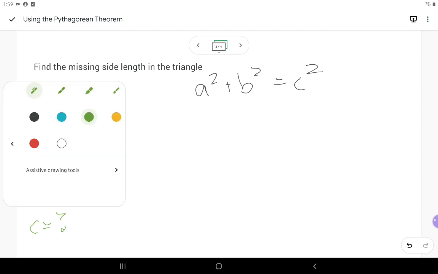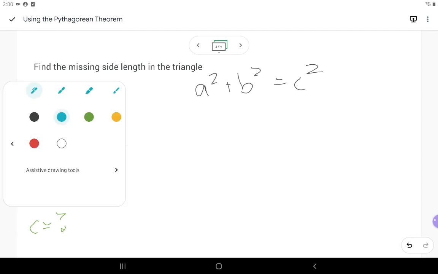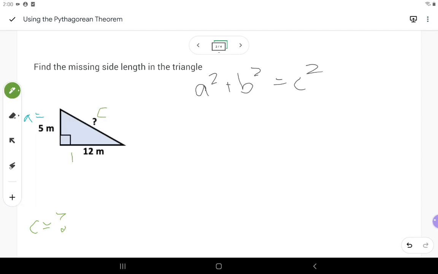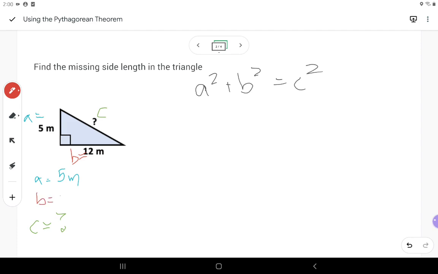In terms of a and b, it really doesn't matter which one is which. Generally, I call a the smaller of the two side lengths, and then I say that b of the two legs is the larger one. But it doesn't matter. You can switch them back and forth, and it would not make a difference. So I know that a, in this case, is 5 meters, and b is 12 meters.